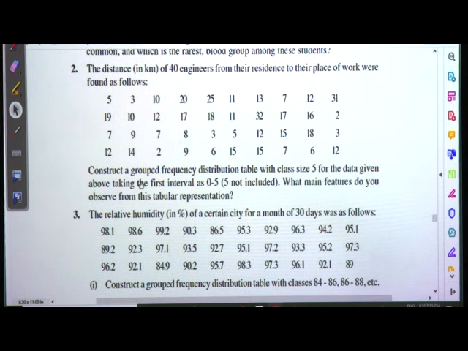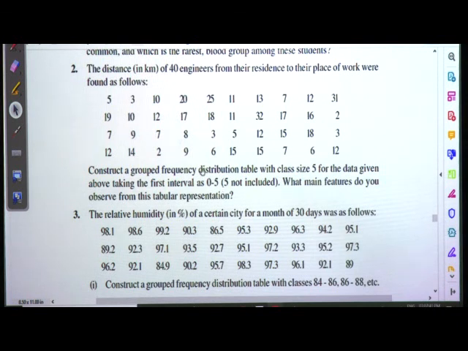Okay. Now, what is said here below? Construct a grouped frequency distribution table with a class size 5 for the data given above, taking the first class interval 0 less than 5. Here it is mentioned 5 not included. So, 0 less than 5. What main features do you observe from this tabular representation?